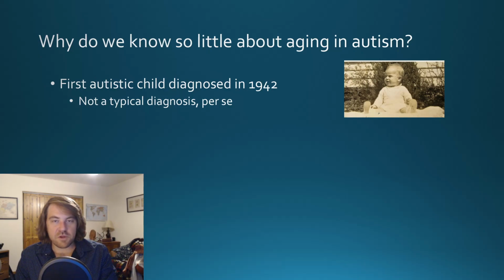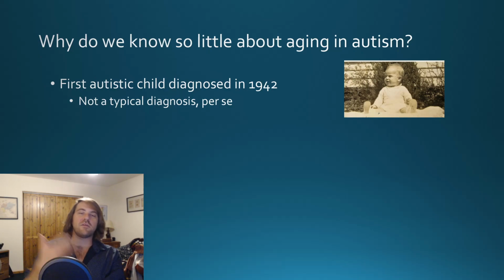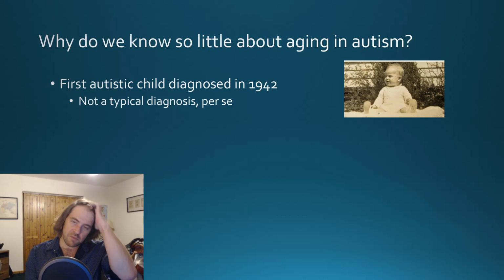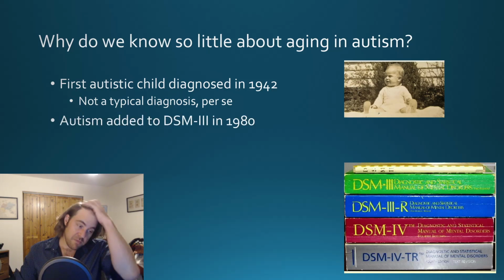So in 1942, for quite a few years after that, decades after that, it just wasn't a thing that was largely diagnosed. Of course, there were still people who had autism, and there probably were throughout history. But as a medical diagnosis, it wasn't made until 1942, and then it was rare.